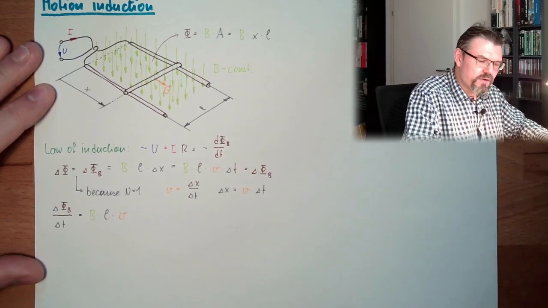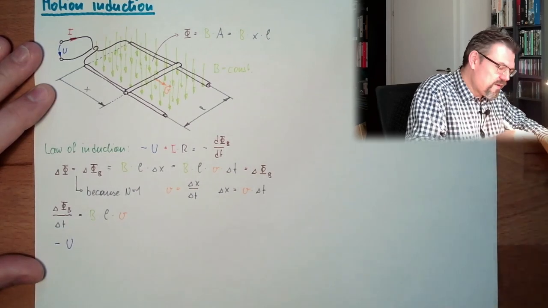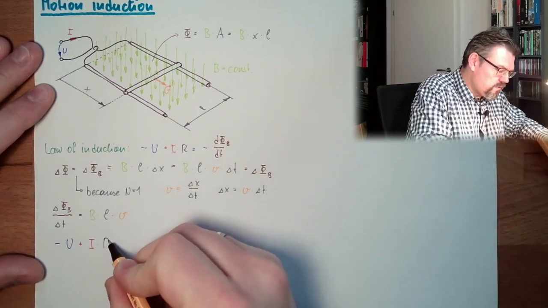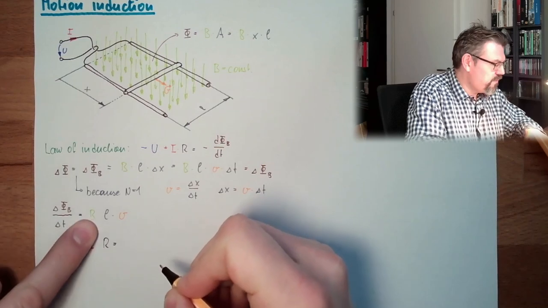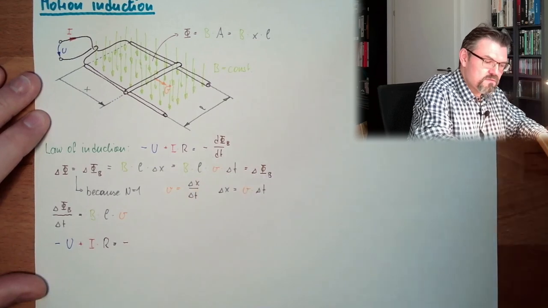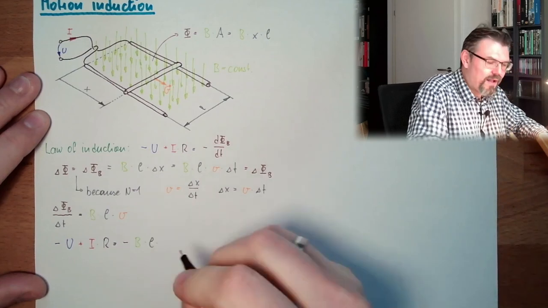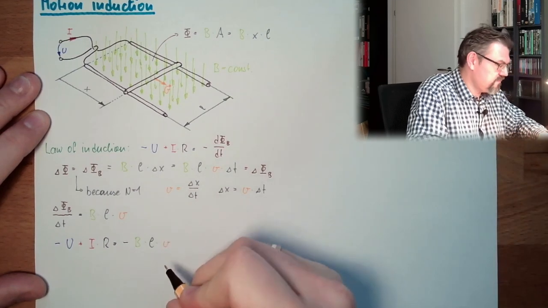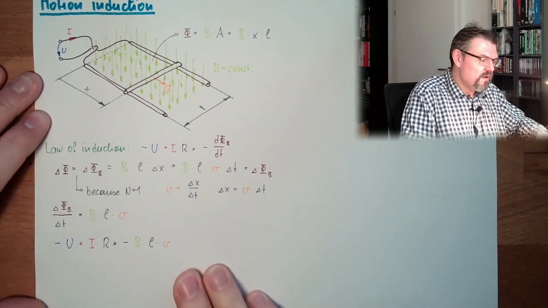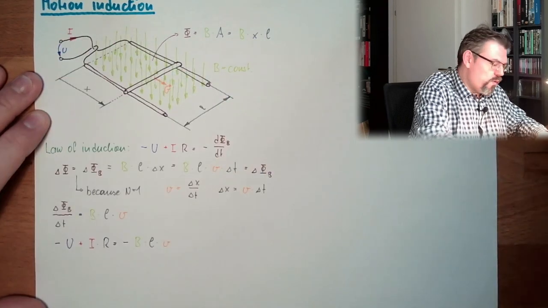So actually what is written here is minus u plus I multiplied by R equals, and now I will simply use this term here, but with a minus, of course, because we have minus here: minus B multiplied by l multiplied by the velocity. And now there is no connection here, so we have an open loop.